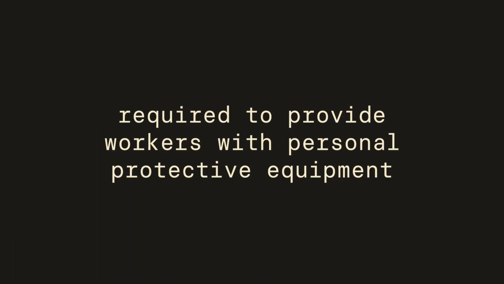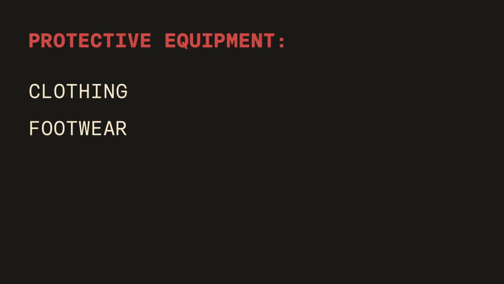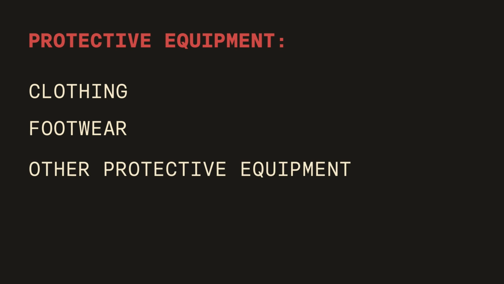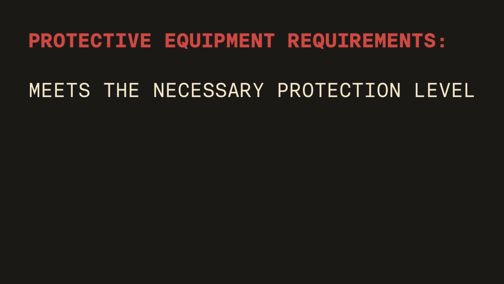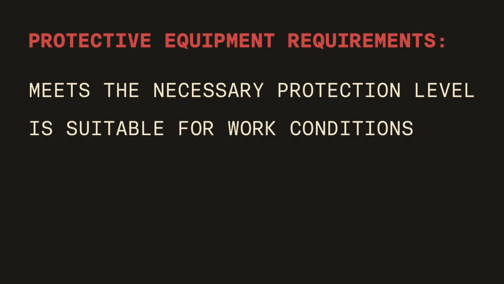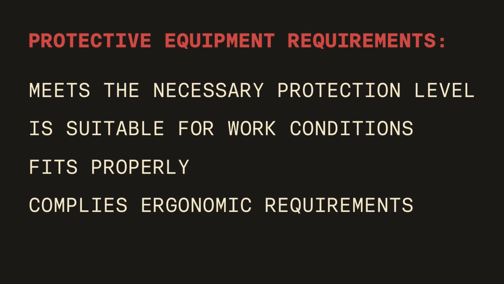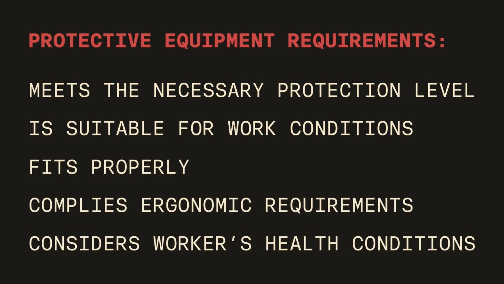Employers are required to provide workers with personal protective equipment, such as clothing, footwear, and other means designed to protect employees from accidents or illnesses related to work. These provisions must meet the basic requirements for occupational health and safety. Employers ensure that the protective equipment meets the necessary protection level, is suitable for specific work conditions, fits the user, meets ergonomic requirements, and is in accordance with the worker's health condition.